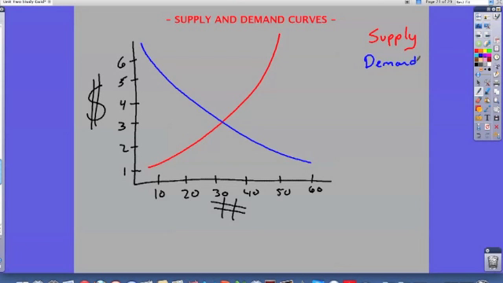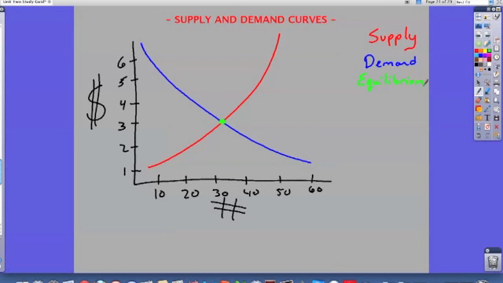Okay, the point where these curves meet in the middle is called equilibrium. Okay, remember from your earlier notes, we've already talked about what equilibrium is, but that is where supply and demand meet. I use this green color here to show you equilibrium. Now, what we're going to talk about real quick is a price ceiling and a price floor.